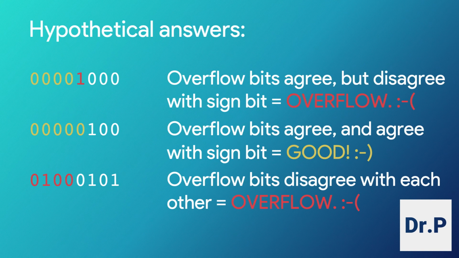All of the overflow bits must agree unanimously, so they must all be exactly the same. Not only that, but they must agree with the sign bit. If 100% of the overflow bits are the same, and they're also the same as the sign bit, then no overflow occurred. Otherwise, there was an overflow.